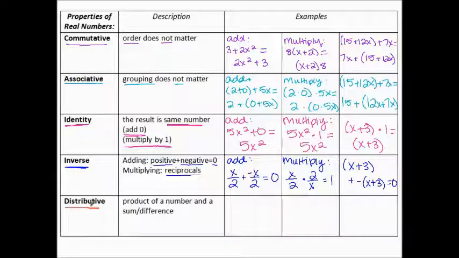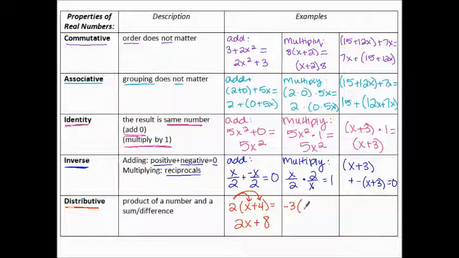Lastly, we're going to take a look at our distributive property. For our distributive property, we have the product of a number and a sum or difference. So what we have here is an example such as 2 times the quantity of x plus 4. So what we're going to do when we distribute, and I encourage you to draw these arrows as you multiply. So when I distribute my 2, I multiply 2 times x to get 2x plus 2 times 4 to get 8. Anything on the outside gets distributed into my parentheses.